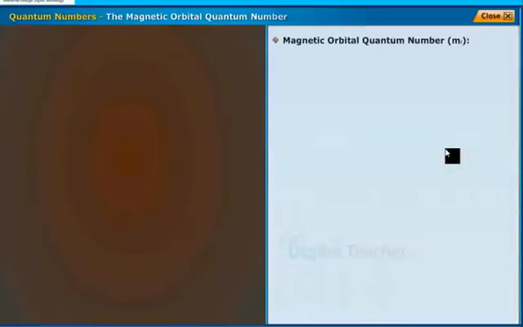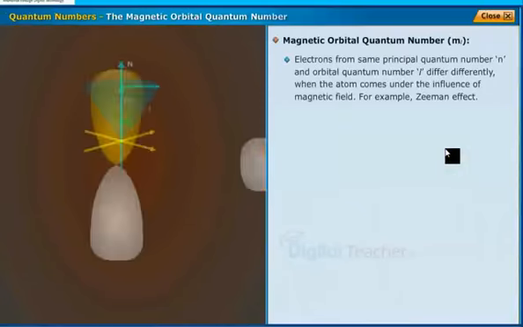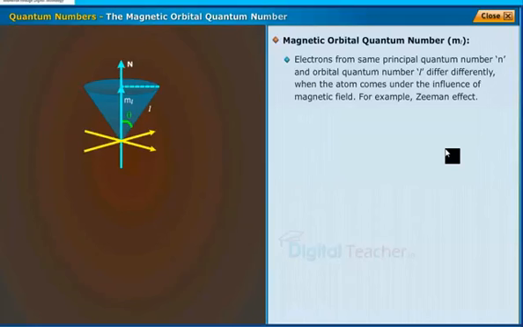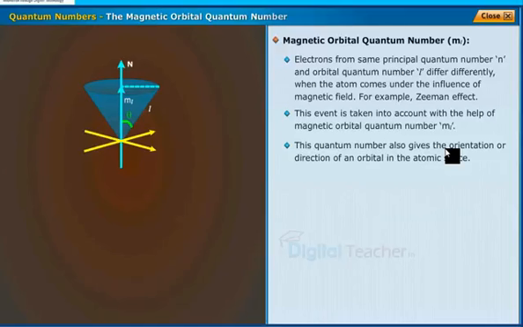Magnetic orbital quantum number. Electrons with the same principal quantum number n and orbital quantum number l behave differently when the atom comes under the influence of a magnetic field. For example, the Zeeman effect. This event is taken into account with the help of the magnetic orbital quantum number ml. This quantum number also gives the orientation or direction of an orbital in the atomic space.